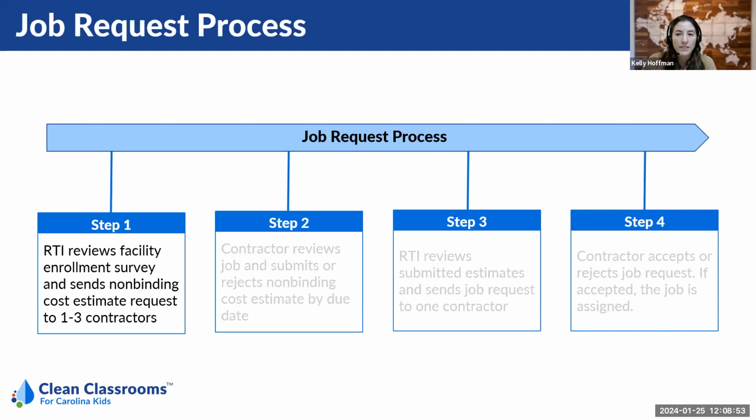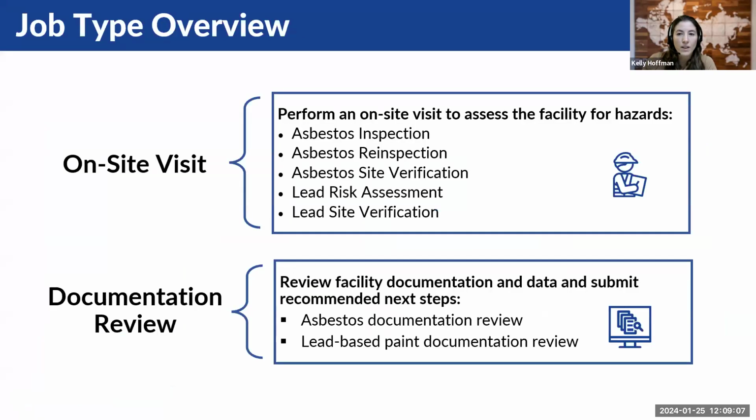First, after a facility enrolls, we review the enrollment surveys to determine if a contractor job is needed. If a job is needed, we'll send a non-binding cost estimate request to 1 to 3 contractors. There are 2 types of jobs that can be requested with a non-binding cost estimate: an on-site visit, where the contractor will perform a visit to the facility to assess for hazards, or a documentation review, where the contractor will review the facility's prior inspection documentation and submit a recommendation for next steps. We'll cover both types of jobs in more detail in the job assignments section.